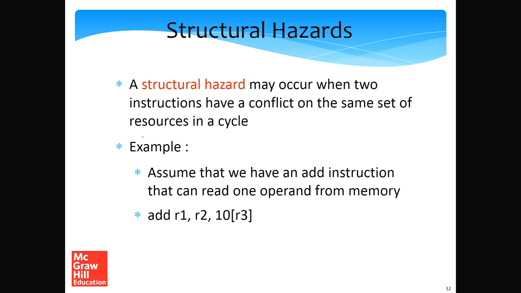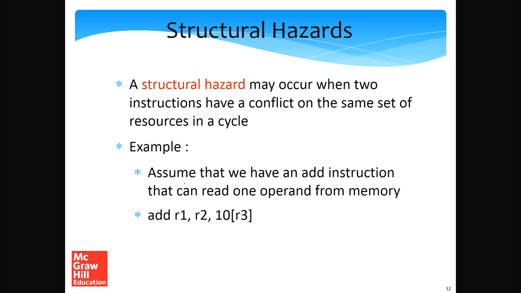So now let's come to a third kind of hazard. We have discussed data hazards, we have discussed control hazards. So let's come to a third kind of hazard called structural hazards. A structural hazard may occur when two instructions have a conflict on the same set of resources in a single cycle. This will not happen in our simple pipelines. It's not a concern for us, but it can happen in other pipelines. So it's good to know the concept in general.